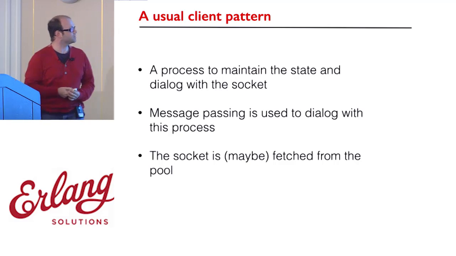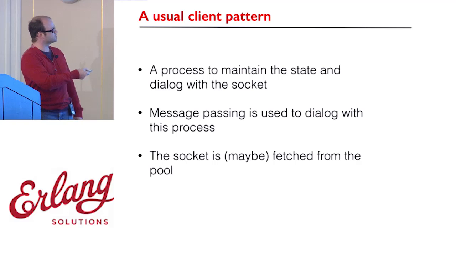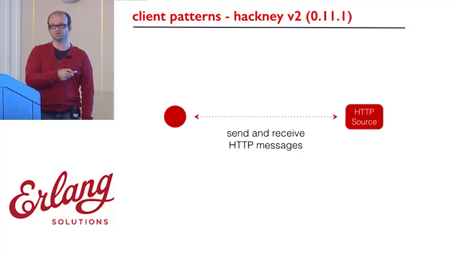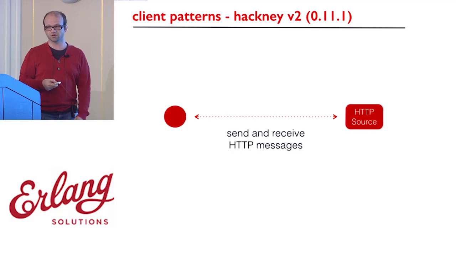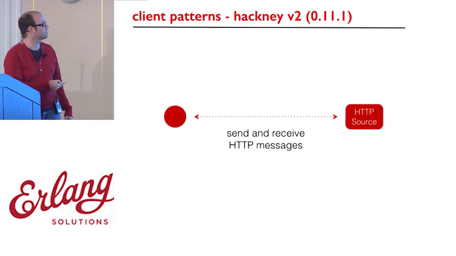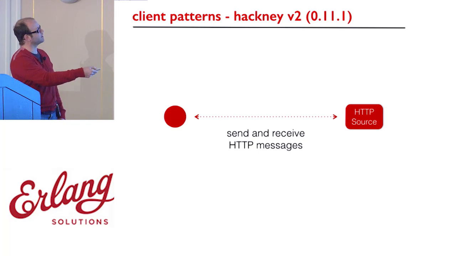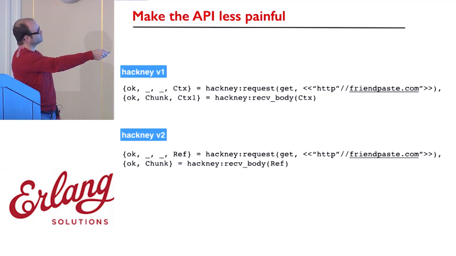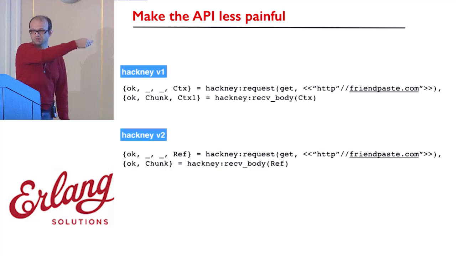In Hackney, the first version was initially just doing that. It's not launching a new process. It's just creating the socket, putting it in your record, and returning to you a record, an opaque state, maintaining the socket, etc. So if you see this API, this is the first version. You make a GET request on a path, and you will get these context objects. And when you want to receive a chunk from the body, you get a new context, etc., etc.